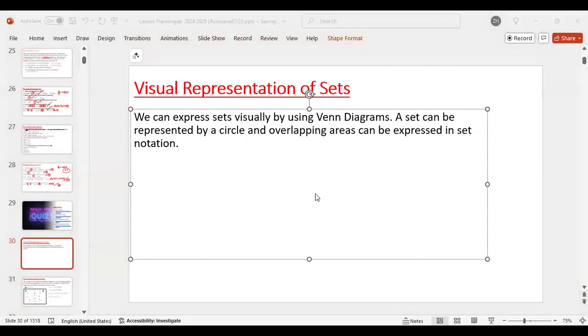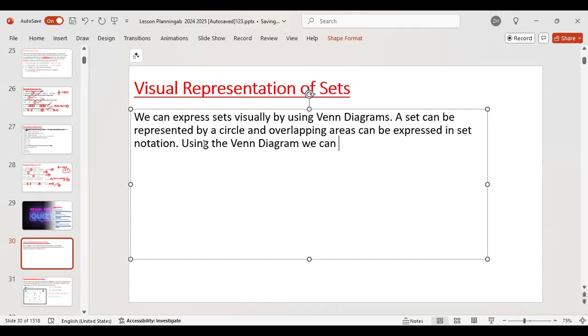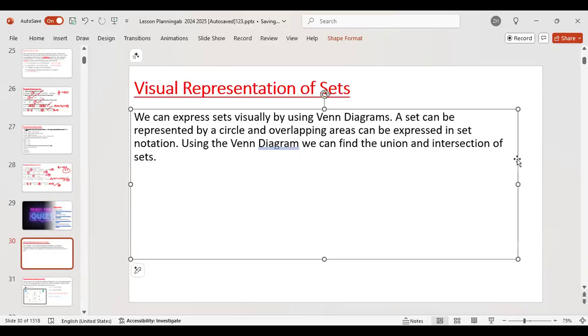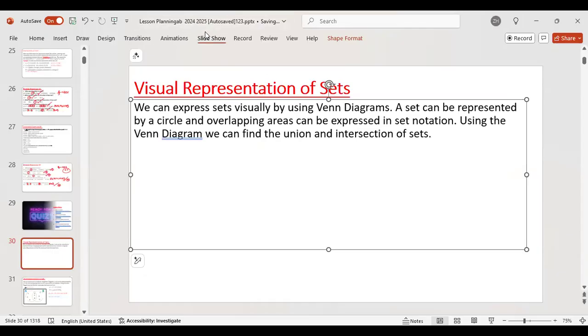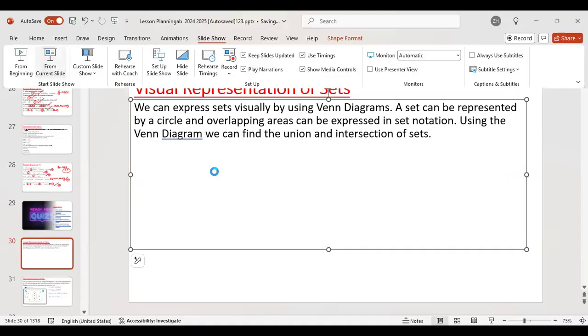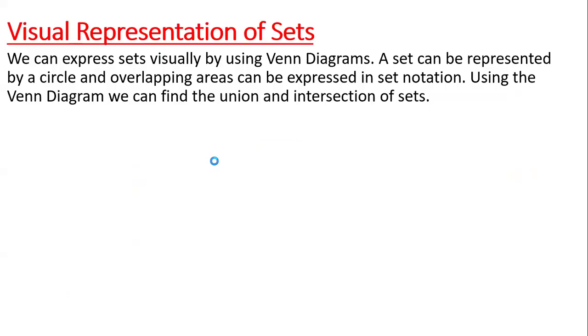All right. Using the Venn diagram, we can find the union and intersection of sets. Now we're gonna get into this more tomorrow, but I just want to introduce it. Using the Venn diagram, we can find the union and intersection of sets. So we are going to visually start to represent our sets using a Venn diagram, all right? And you will be seeing this a lot, especially in your exams.